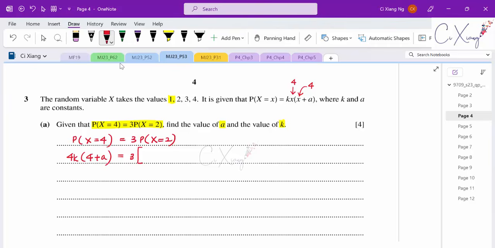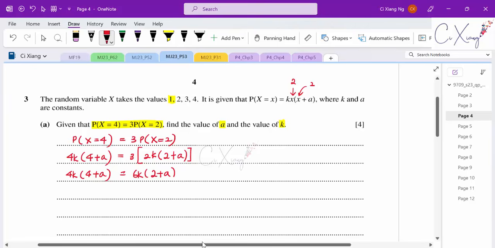Then what is the probability for x equals 2? So now what you need to do is substitute the 2 inside the x here to get the probability. So if this is a 2, this is also a 2. Basically, you're having 2k and then 2 plus a. Okay, all right, then after that, how can we simplify it? To simplify it, maybe you can expand the whole equation here. I'm having 4k multiplied with 4 plus a, and then equals 6k multiplied with 2 plus a.